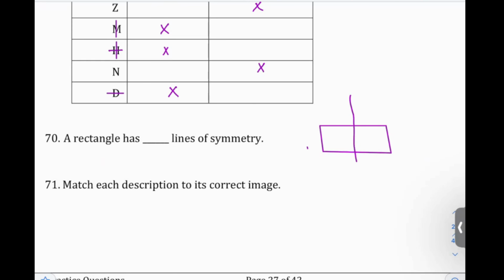Actually, if you notice, the vertical line at the middle cuts the rectangle into two congruent parts, and also the horizontal line cuts it into two congruent parts. So in this case, we have two lines of symmetry. This is not a line of symmetry. If you fold the rectangle about this diagonal, it will not match over it.